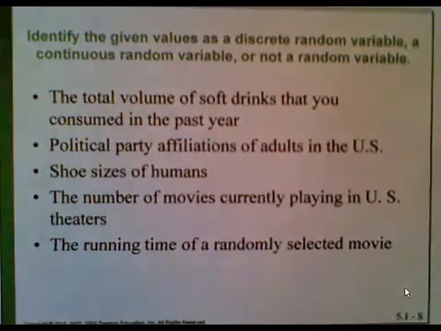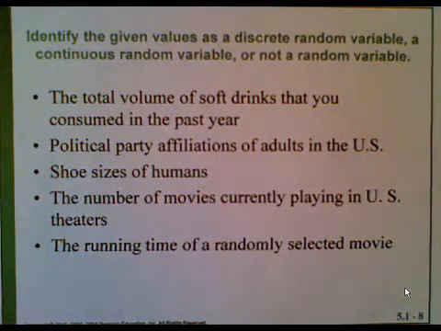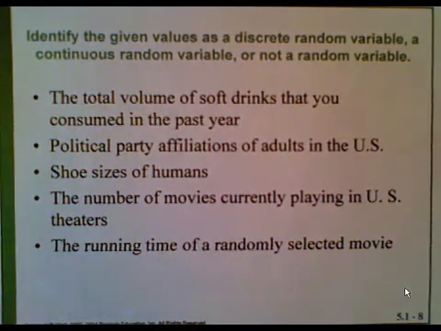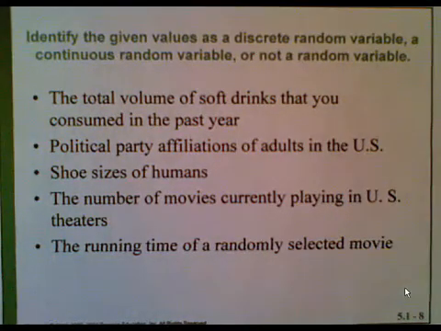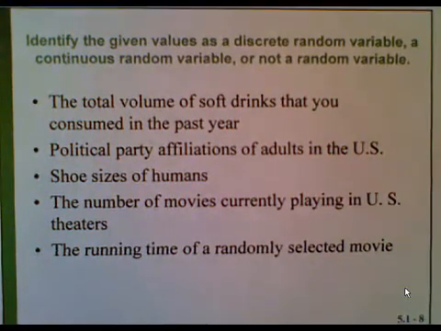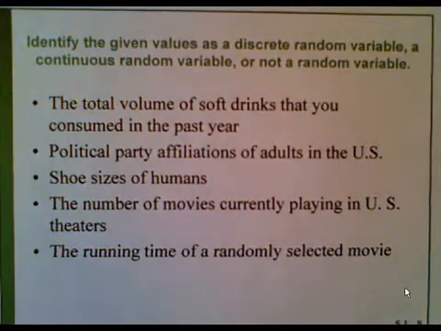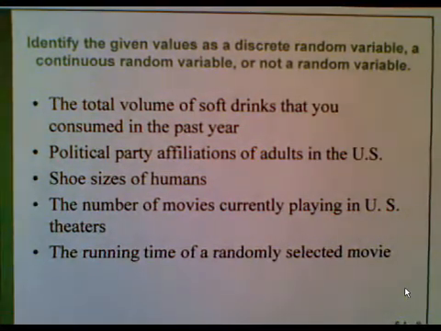Let's look at just a few examples of discrete and continuous random variables. Actually, these 5 examples say identify the given values as a discrete random variable, a continuous random variable, or not a random variable. Remember, a random variable has to be a numeric value determined by chance. So let's see if these are random variables, and if they are, whether they're discrete or continuous. The first one, the total volume of soft drinks that you consumed in the past year. That's definitely a numeric value. For each person, it would be determined by chance, and so it is a random variable.